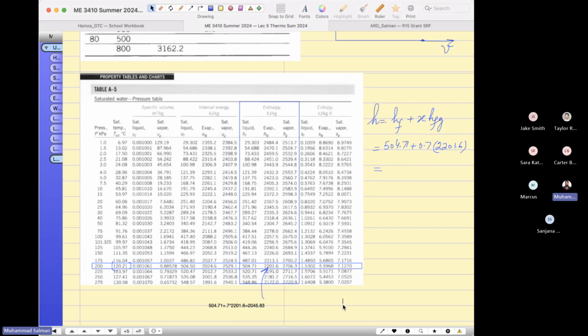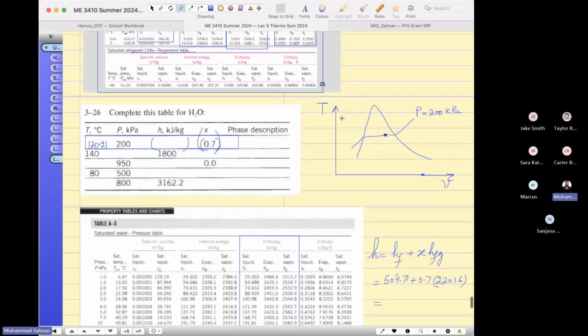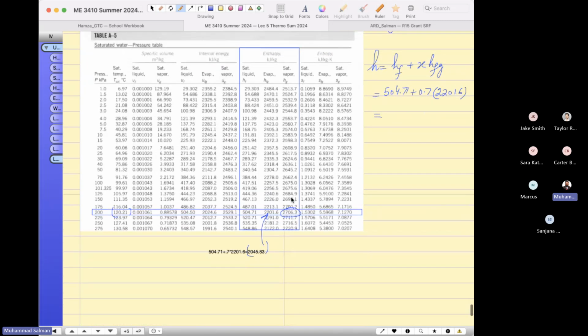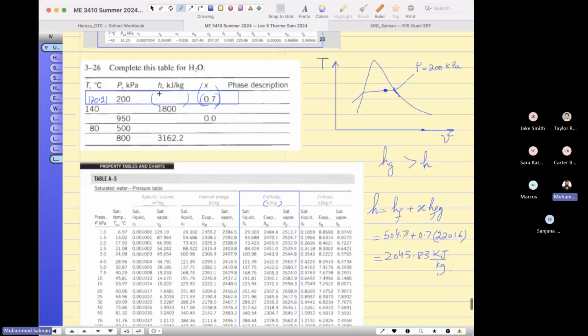I got 2045.83. One thing you should notice is that this should never exceed the dry vapor line value, because it is less than this line. So hg would always be greater than the other h values inside the liquid vapor mixture. Okay, guys, so that's the correct answer, 2045.83 kilojoules per kilogram. This is the unit. I'm going to write it down here: 2045.83. Now the phase description: liquid vapor mixture.